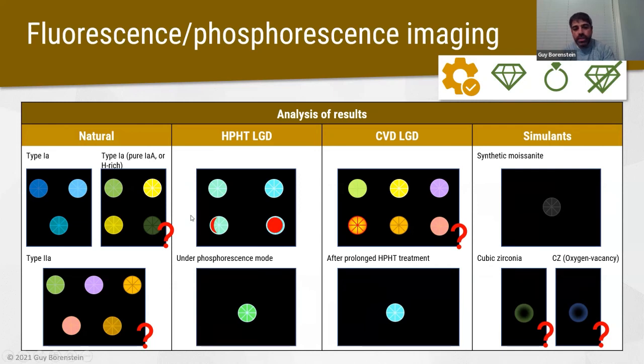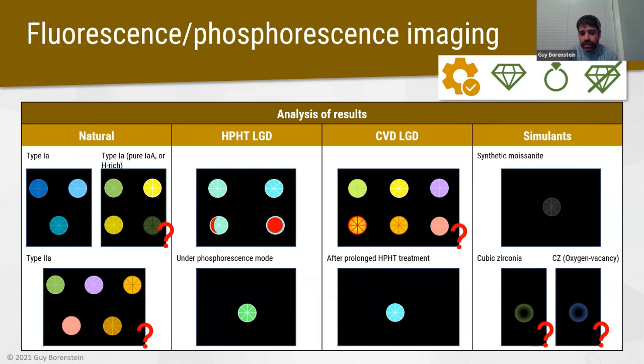HPHT is giving us always neonic bluish green color. Usually green will be the dominant one. But sometimes there will be a kind of a bluish subcolor on it.